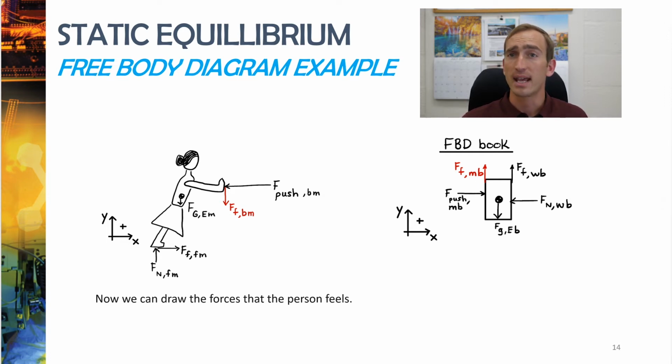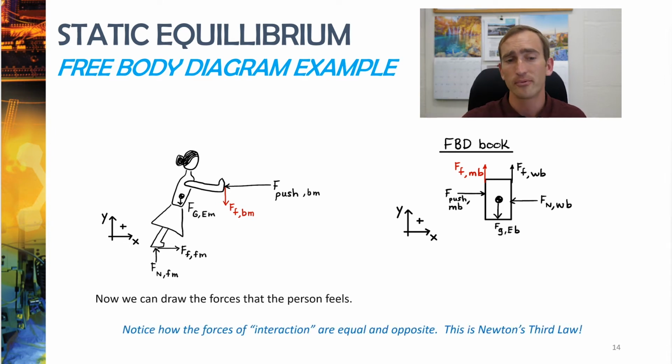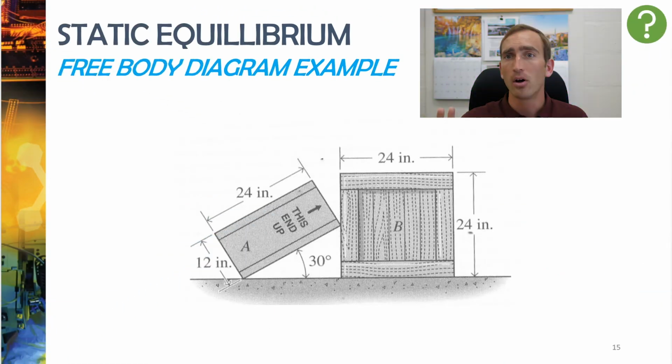In between the person's hands and the book, this is where you see Newton's third law at play. Effectively, while the person pushes on the book, the book pushes back on the person. And while the person's hands prevent the book from sliding and push up onto the book, the book is actually trying to push the person's hands down. So when you look at the interaction forces, particularly between the person and the book, you see that those forces are equal and opposite.